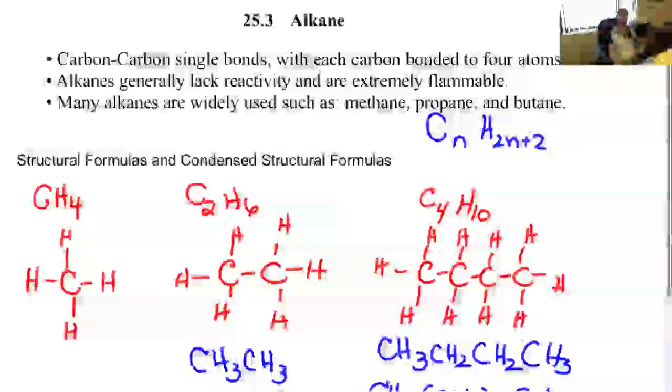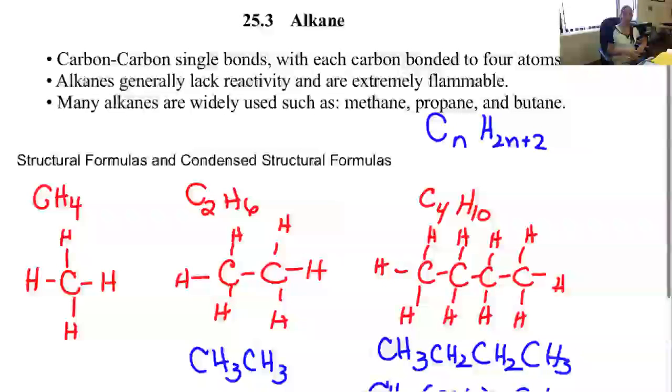Alright, here we're going to look at alkanes in particular. This is going to be 25.3. These are my single bonded carbon chains. They are very widely known: methane, propane, butane, things like that. They're always going to have a formula of C to whatever the number is. If you take 2 times that amount plus 2, that's how many hydrogens you should have on that particular structure.